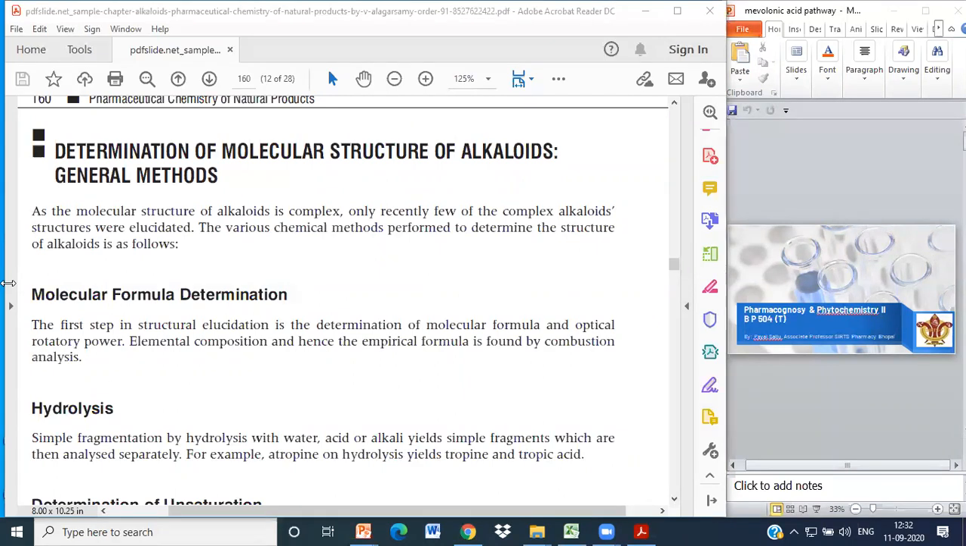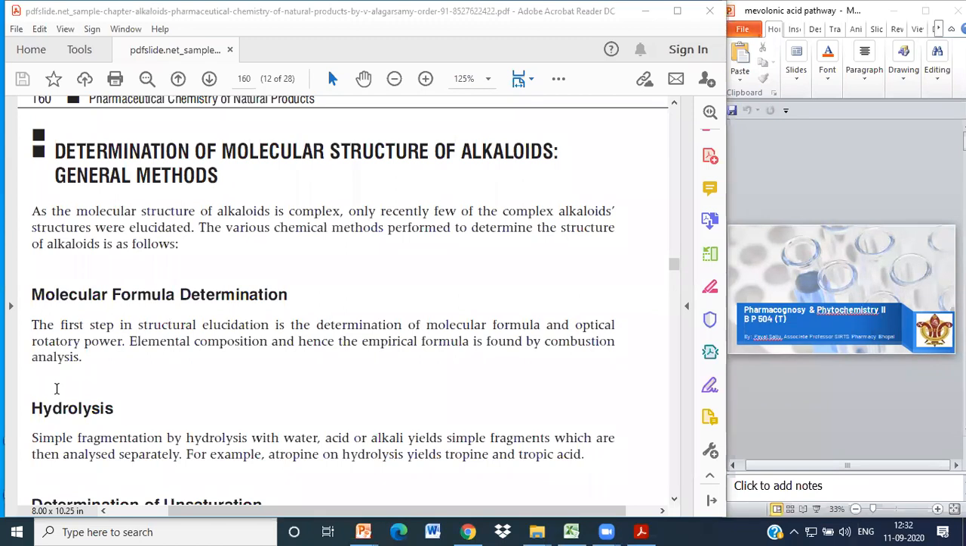This basic definition does not always hold, because there are a number of alkaloids which have the nitrogen atom in the side chain. There are a number of alkaloids which don't have a heterocyclic ring or don't originate from amino acid, and there are alkaloids which have neither a heterocyclic ring nor nitrogen in the ring, but yes, they show the properties of alkaloids. So we can say the molecular structure of alkaloid is complex. Only recently has a few of the complex alkaloid structures been elucidated.